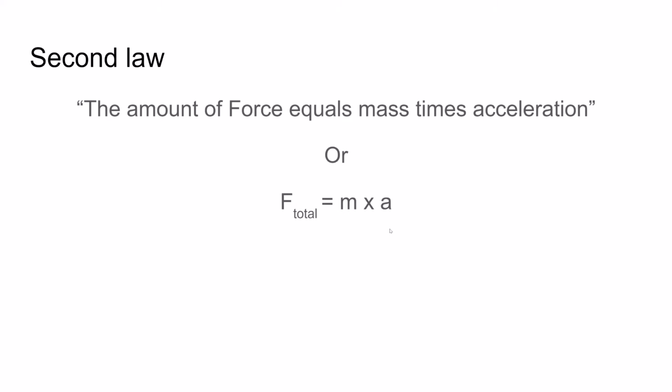Okay. The second law of motion is that the amount of force equals mass times acceleration, or F total equals m times a. M, of course, being mass in kilograms, and your acceleration being, obviously, in meters per second squared. Okay?